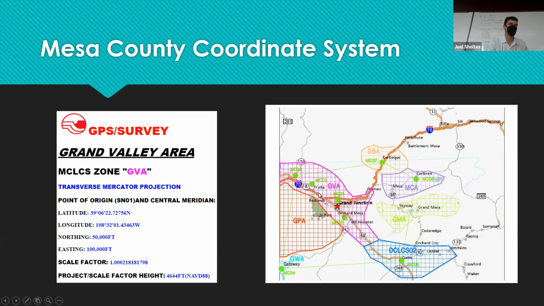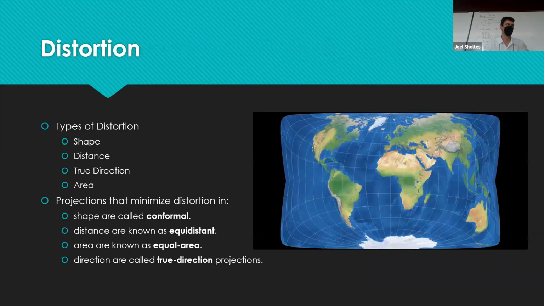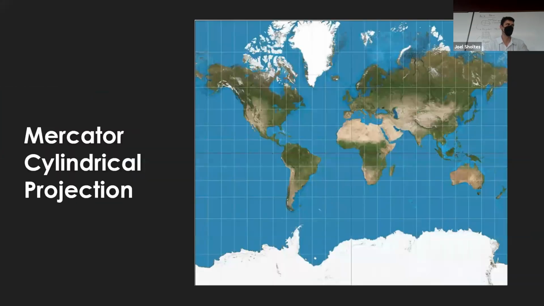And that essentially, there's this other thing that we'll talk about later, but that essentially are the nuts and bolts of this particular coordinate system. Also note that it says transverse Mercator projection. Let's see, go back here. Here's the Mercator. So that's a cylindrical projection.